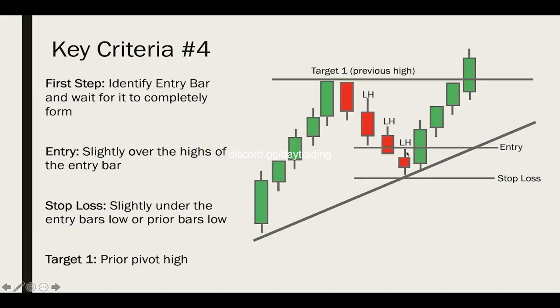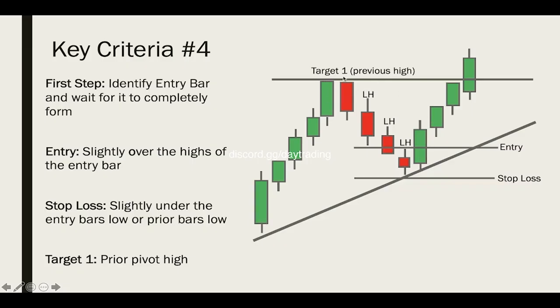So basically, once this bar is finished forming and you see that there's a buy setup, you're going to want to just place your entry right above the high of this bar and place your stop loss, once you're in the position, under the low of that candle. So you would be entering during this green bar as soon as it hits this entry, and you would enjoy the move higher. Okay, and your target 1 is the previous high, right?